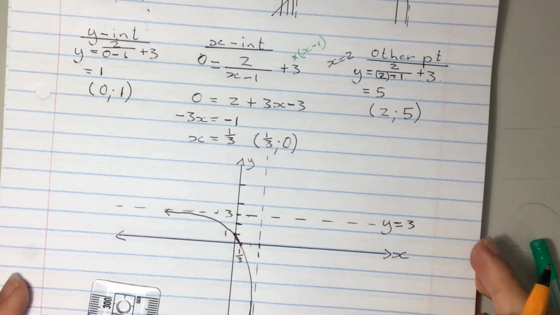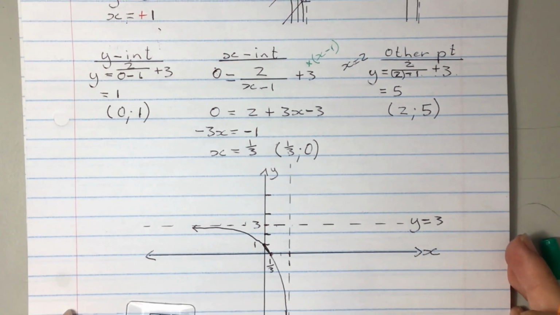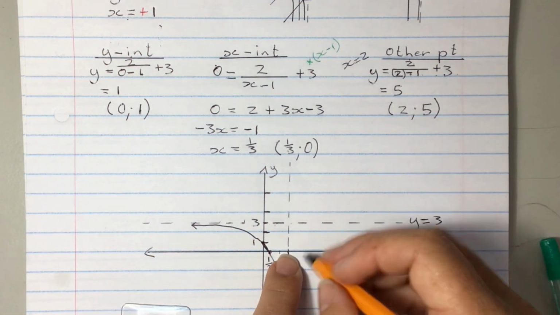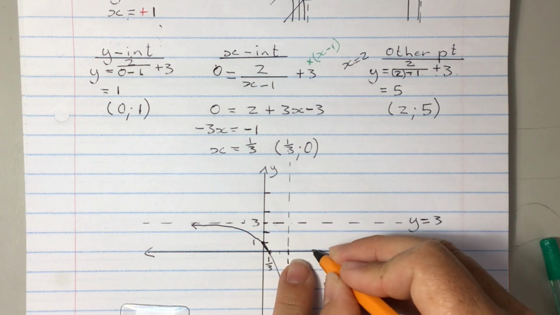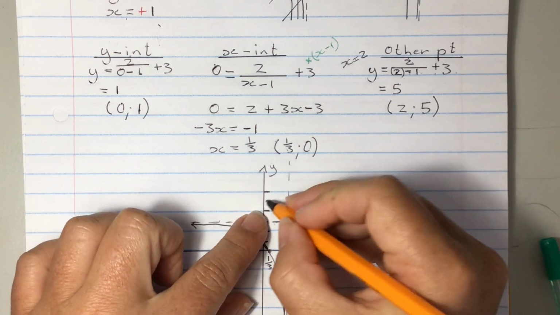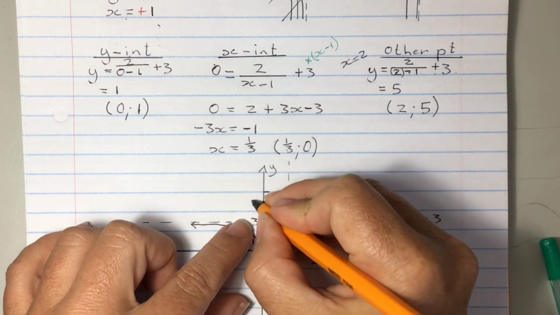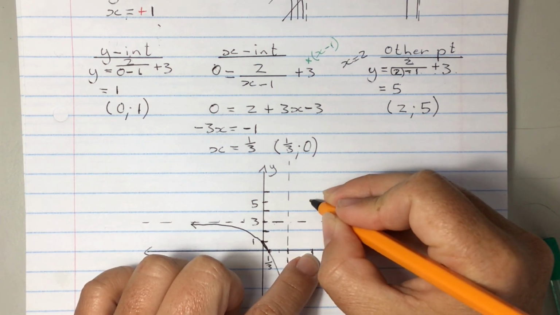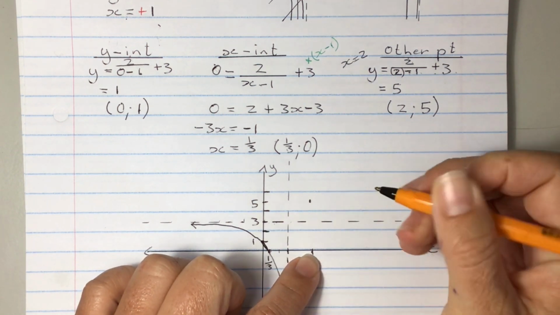Your arrows can touch the asymptotes, but not your actual graph. Now we need to do our other points. So here I have 1, about the same size. Over there is 2, and then 3, 4.